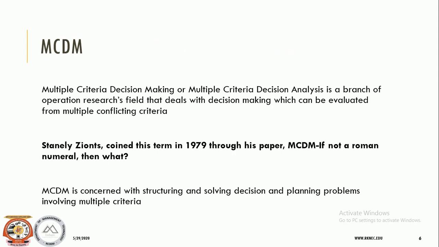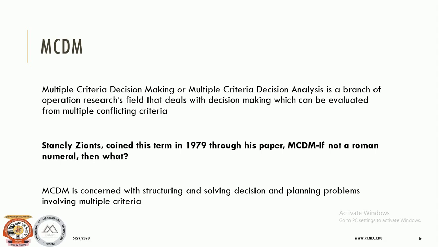The name was coined by Stanley Zionts in 1979 through his paper, MCDM: If Not a Roman Numeral, Then What? This was the paper, and he was the person who coined this particular term, multiple criteria decision making.